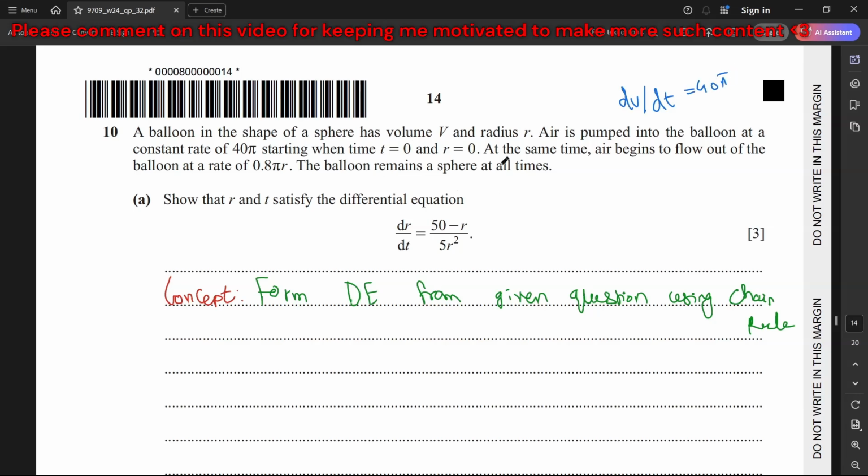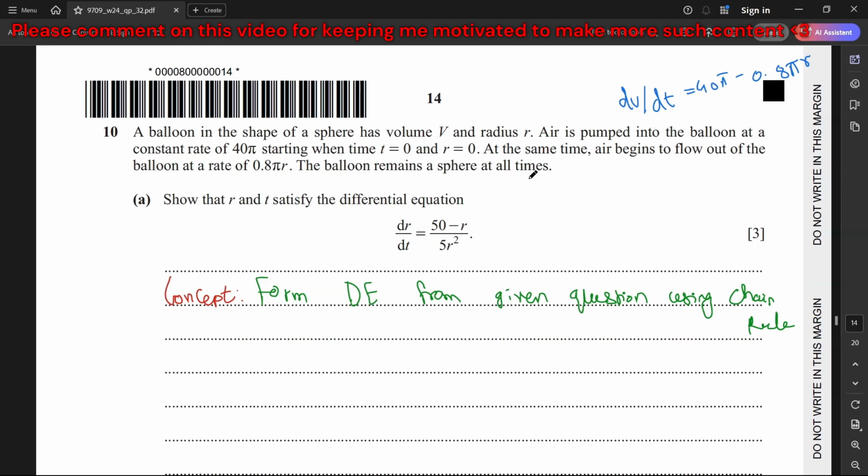Now at the same time, they are mentioning that air begins to flow out of the balloon at a rate of 0.8 pi r. So this was the input, and the output is what is coming out: the air is coming out with the volume of 0.8 pi r. And the ball remains a sphere at all times.